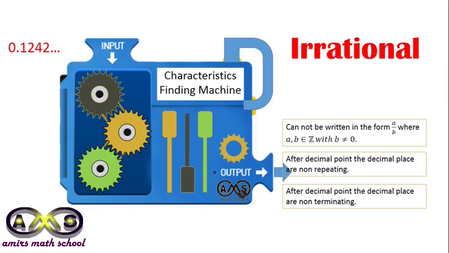So this one must be an irrational number. These are the conditions for an irrational number: the number cannot be expressed in the form of a by b, where a, b belong to integer numbers. That is, the number cannot be written as an integer fraction. After the decimal point, the decimal places will be non-repeating, and the decimal places will be non-terminating.